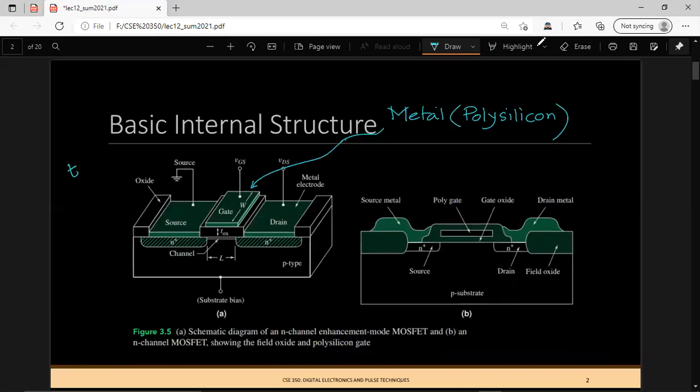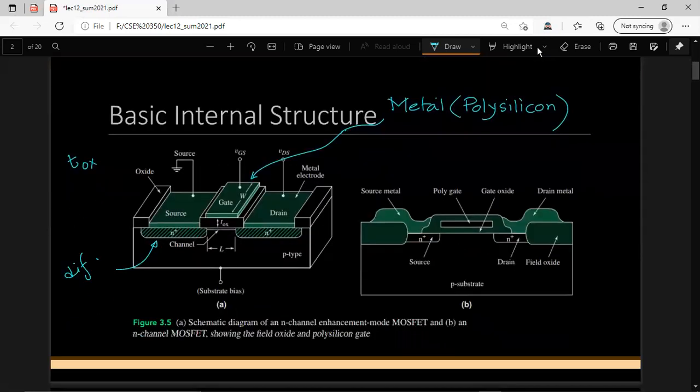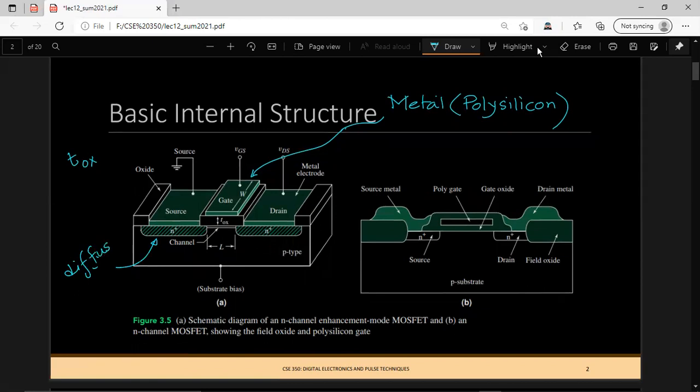TOX, where T stands for thickness and OX stands for oxide. You can see there are two sections right beside the oxide layer, and these two sections are the diffusion layers. There are two types of diffusion layers. One is denoted as drain, and this one is source. Basically, there is no difference between the architecture of the drain part and the source part, and they are made out of similar material.